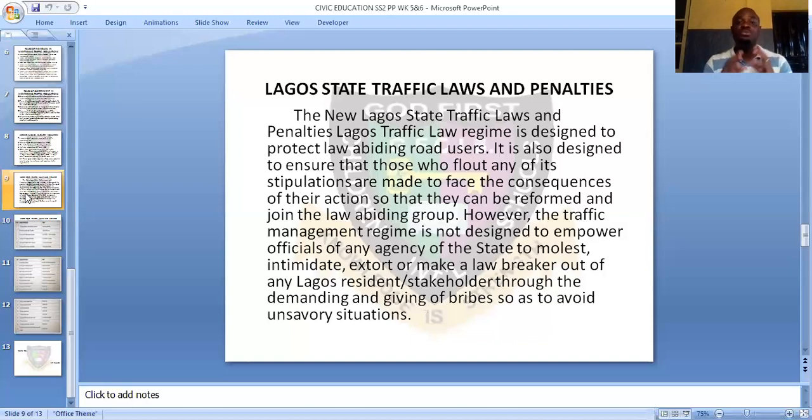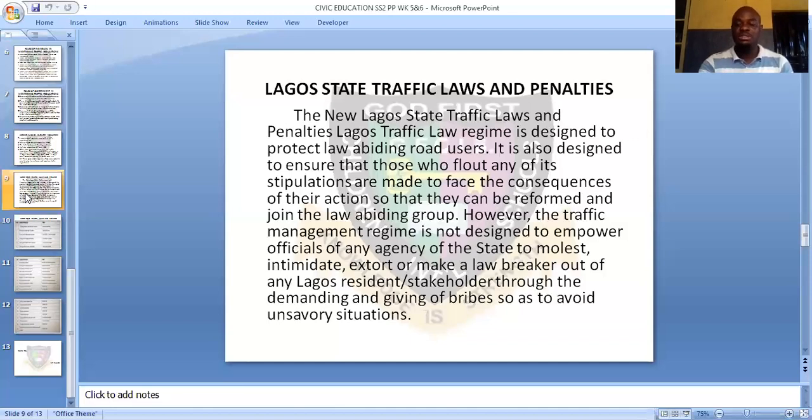It has been designed to protect law-abiding road users, and also to reform those who used to go again and violate the law, so that they can be reformed and join the law-abiding citizens. They're also saying that this is not put in place to allow any official to molest, intimidate, extort, or make a lawbreaker out of any Lagos resident or stakeholder, maybe through bribing or giving of some other things in order to avoid unsavory situations. So that tells you that the law is being made for us, the Lagosians, the residents of Lagos State.